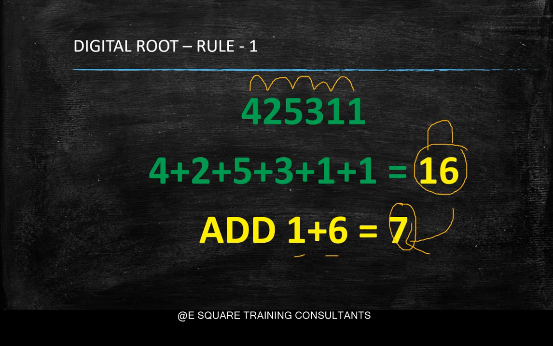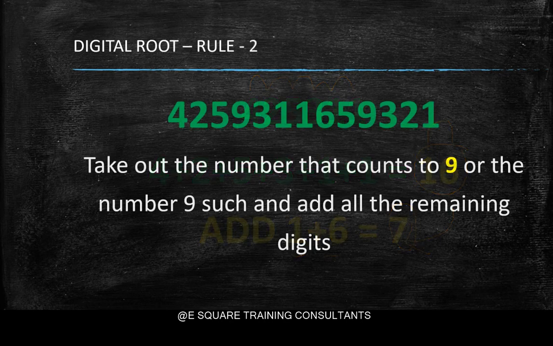Now let's move on to another example. Oh my God, this is a bigger number: 4259311659321. By the time you add all the digits, you might as well lose a lot of time, where you literally have to calculate it all.